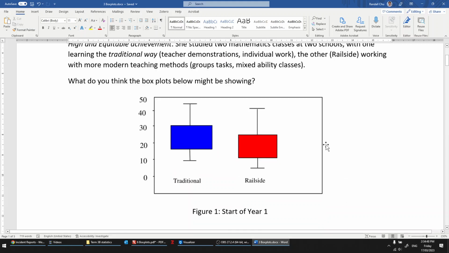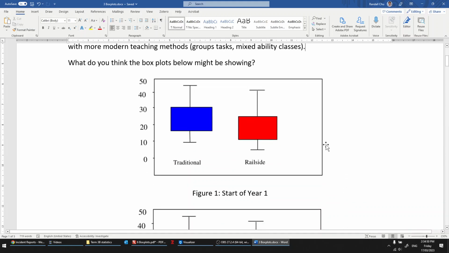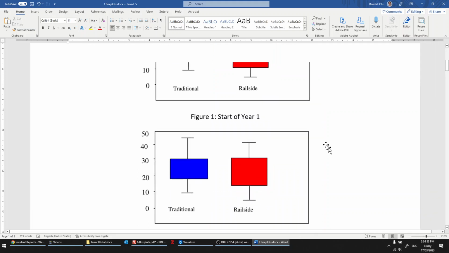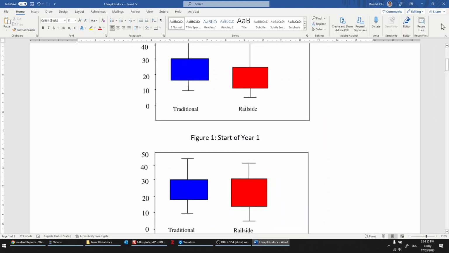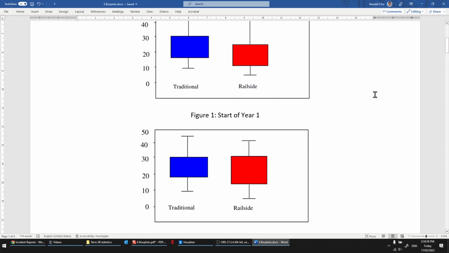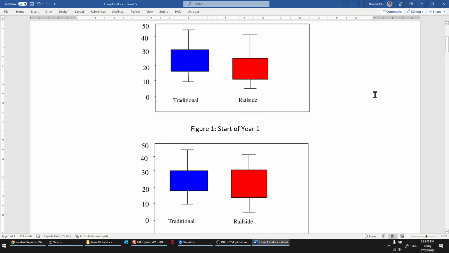Now we do the teaching. Above is before, and below is after. This is like your pre-test, and this is your post-test. They have been teaching it, but it was more traditional than whiteboard. Pre-test, post-test. Traditional in blue, modern in red.